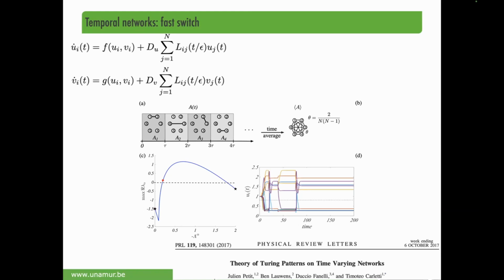But if you do this sum, in some sense, or this average of networks, you can prove that at the end you have a well defined object. Then you can prove that if the final object has Turing pattern, and if the switch is fast enough, then also the initial system has Turing pattern. This is the average theorem of dynamical systems.